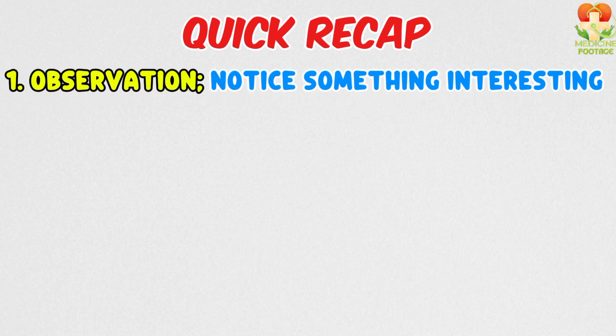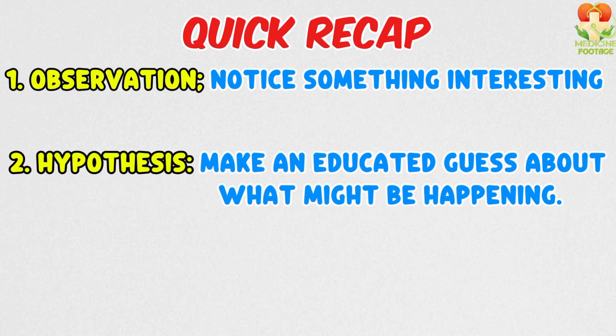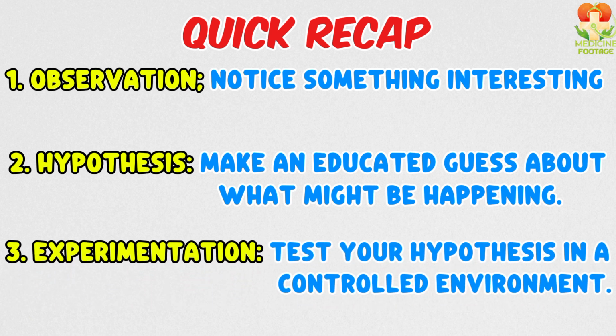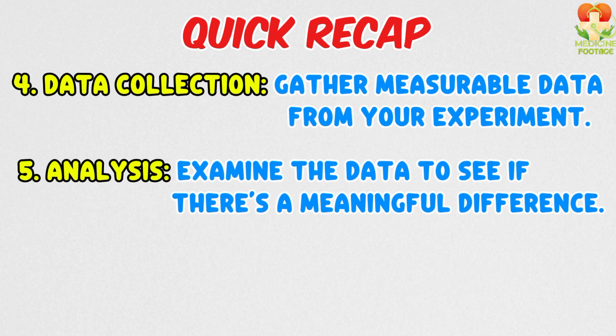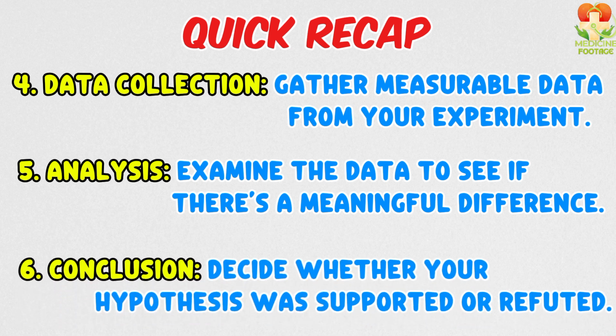Quick recap. To wrap up, here's a quick summary of the scientific method. Observation. Notice something interesting. Hypothesis. Make an educated guess about what might be happening. Experimentation. Test your hypothesis in a controlled environment. Data collection. Gather measurable data from your experiment. Analysis. Examine the data to see if there's a meaningful difference. Conclusion. Decide whether your hypothesis was supported or refuted.